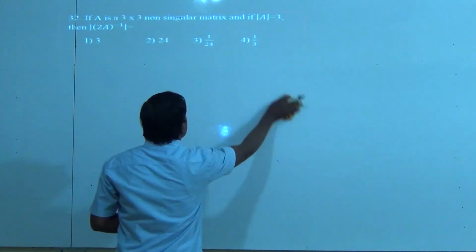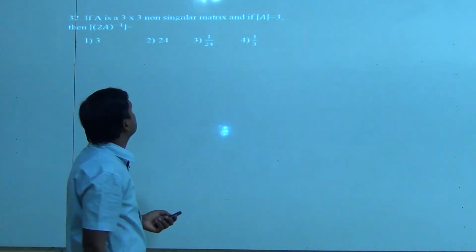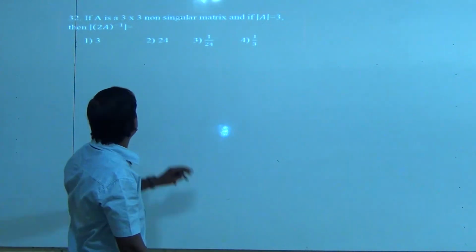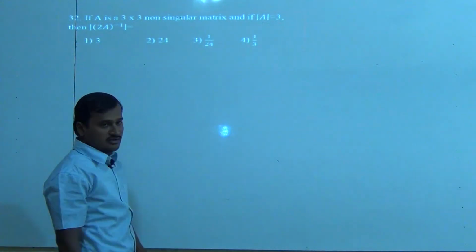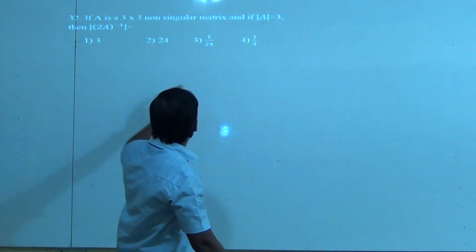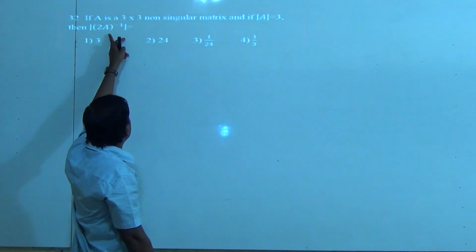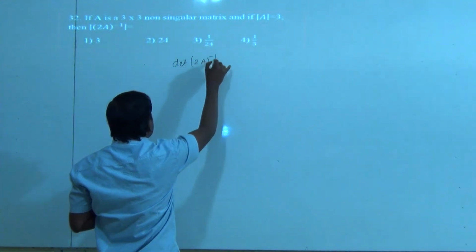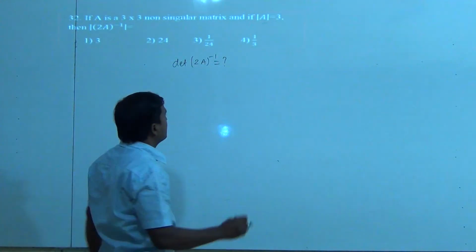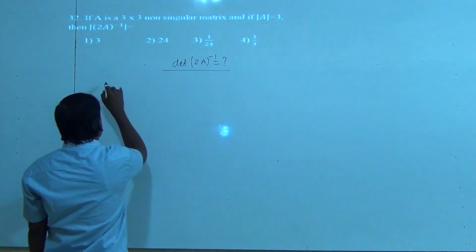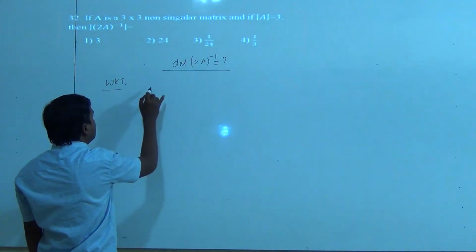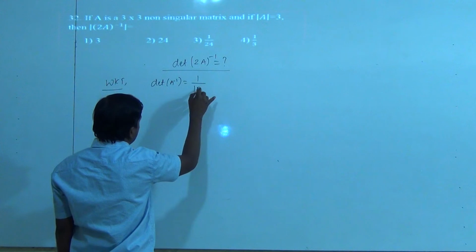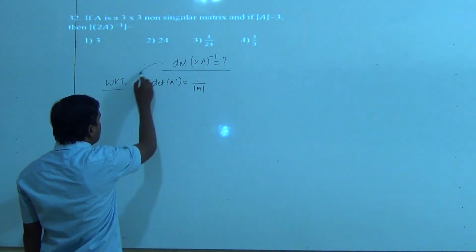So here, if A is a 3 cross 3 non-singular matrix and determinant of A equals 3, as they have given, then what is the value of determinant of 2A to the power minus 1, right? It means determinant of 2A inverse, which we should find. We know the formula: determinant of A inverse is always equal to 1 upon determinant of A. Just apply this one.